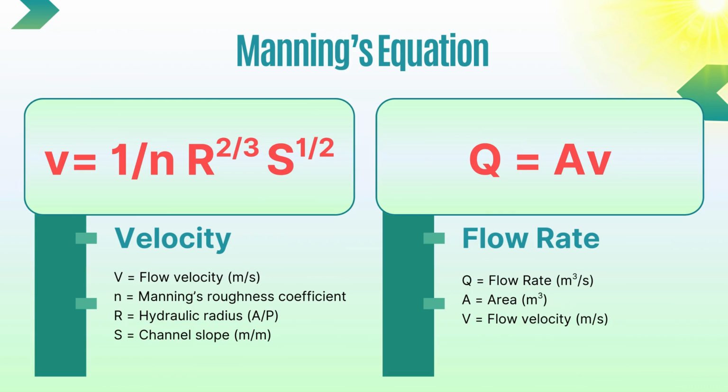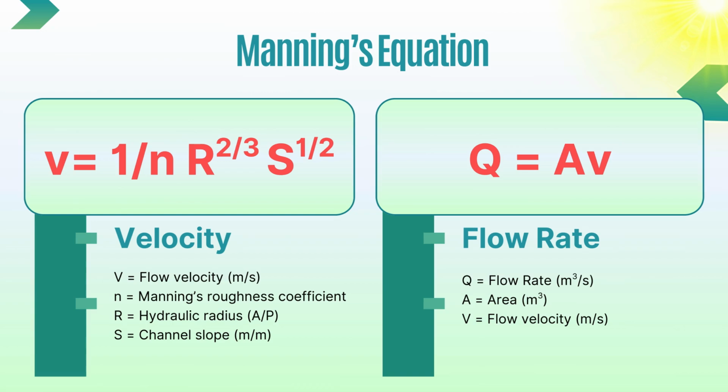Engineers use it when designing systems like irrigation canals to ensure crops get the right amount of water, drainage ditches to remove excess rainwater in farms or roads, floodways to safely direct water during heavy storms, and urban stormwater drains to prevent city flooding. Whether it's a concrete-lined canal or a grassy roadside ditch, Manning's equation helps predict how fast water will move and how much will flow.